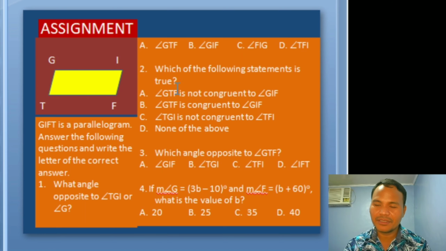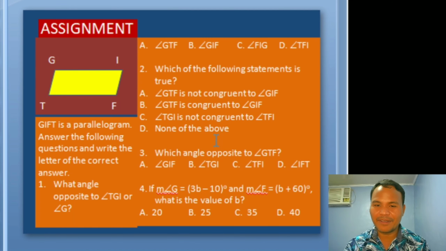For number 2, which of the following statements is true? A, angle GTF is not congruent to angle GIF. B, angle GTF is congruent to angle GIF. C, angle TGI is not congruent to angle TFI. For letter D, none of the above.